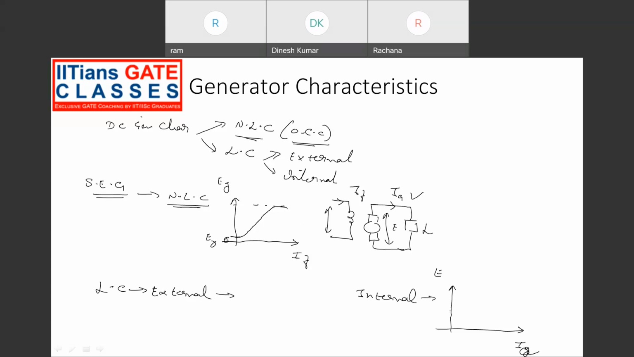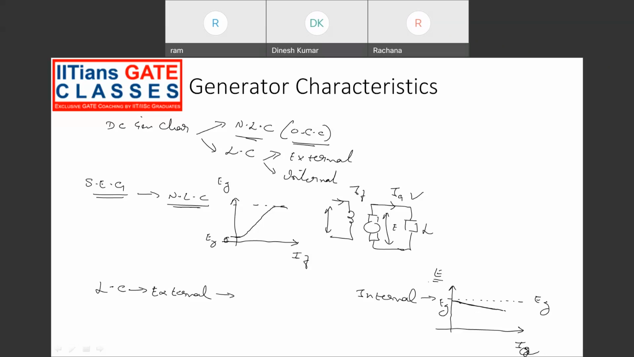As you keep on increasing the armature current, say the initial voltage is EG. As we increase the armature current, the armature reaction increases, because armature reaction depends upon the load. The armature reaction effect increases, which means the armature flux increases, which will oppose the main field flux. The net flux will decrease, because of which the induced voltage will decrease as well as the terminal voltage. So this is the internal characteristics.